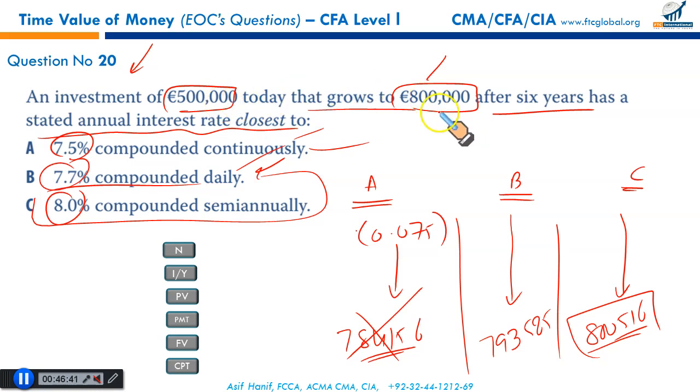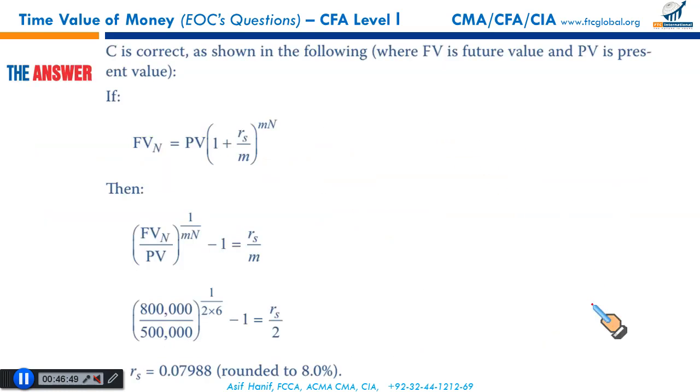So 500 was converted to 800,000 at this compounded semi-annual rate. So this result is the closest to the final result. So that makes C the correct option. See, how can he say that it was done semi-annually? Why did he use M equals 2?